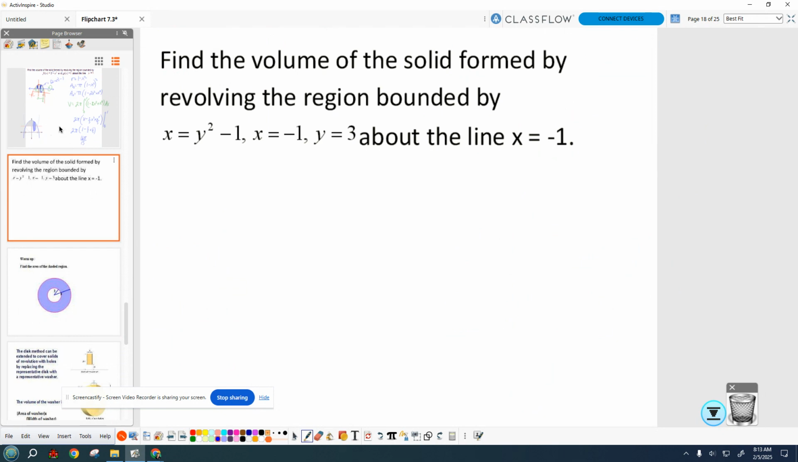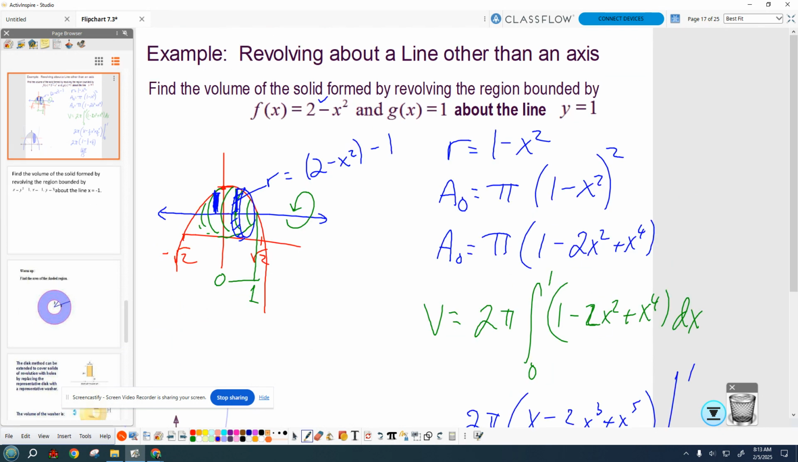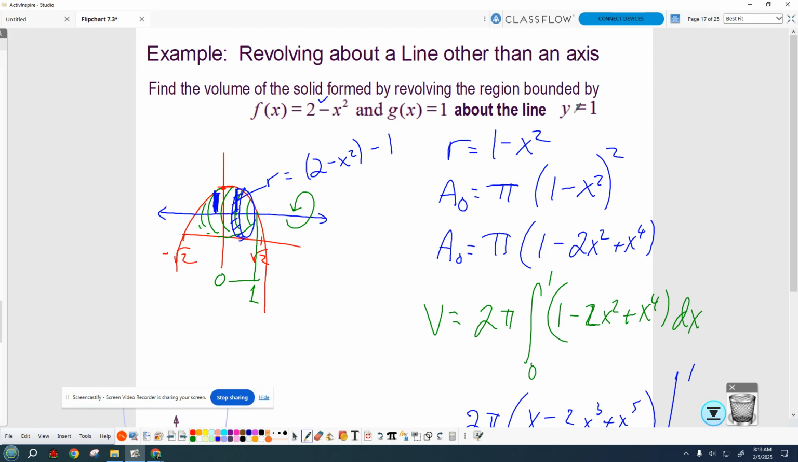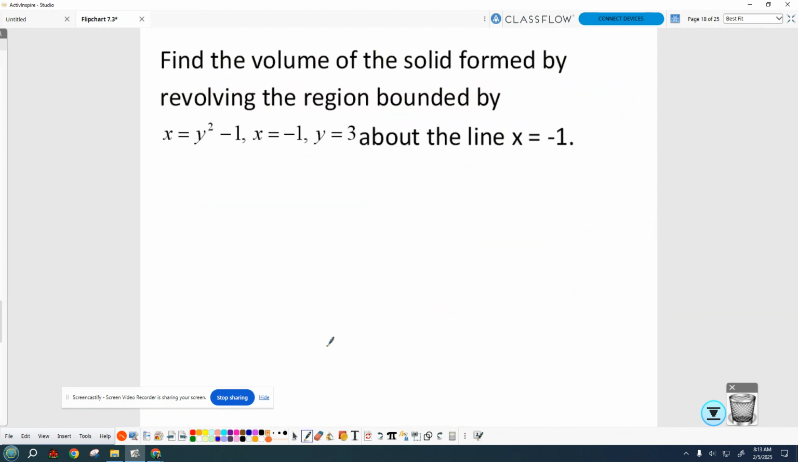Sorry guys, hold on a second, I need to back up a page. Revolving around y equals 1. Oh, okay, yeah. Thank you. Where this problem now, what are we spinning around? x equals -1. It's spinning around this way.